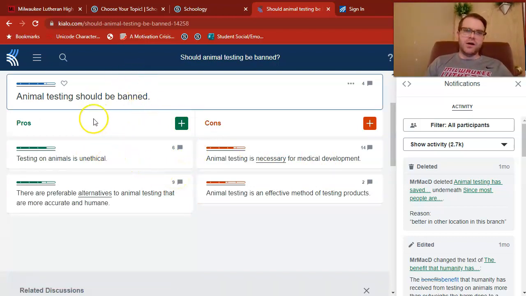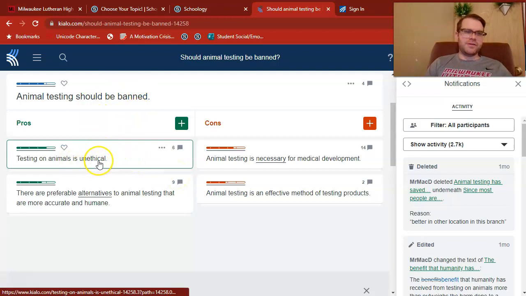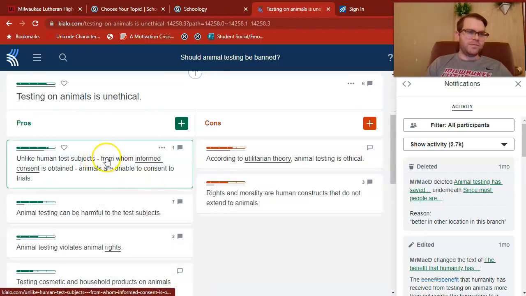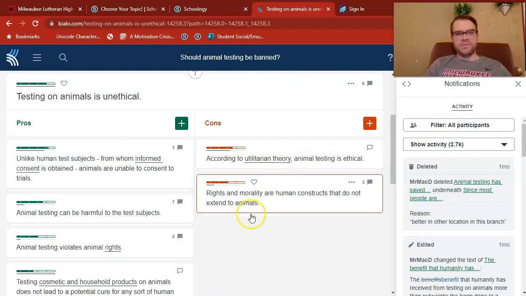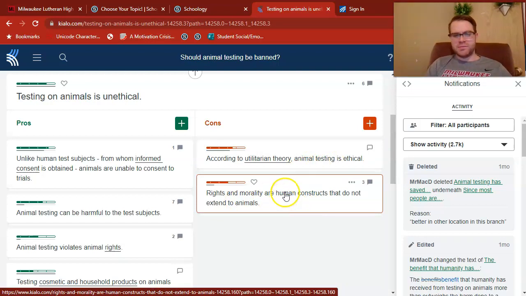So for instance, some people say that testing on animals is unethical. If I click on that, I get the why. And I get the cons there too. According to utilitarian theory, it is ethical. Rights and morality are human constructs that do not extend to animals. I would agree to that to some degree.